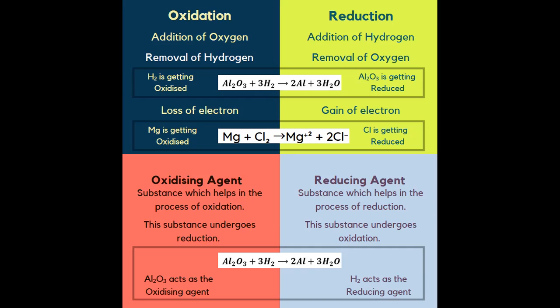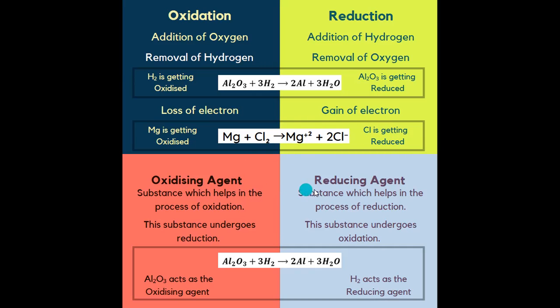So here in this reaction, magnesium gets a +2 charge, which means it lost 2 electrons, whereas chlorine is getting a minus charge, which means it gained an electron. So magnesium is undergoing oxidation, whereas chlorine is undergoing reduction.